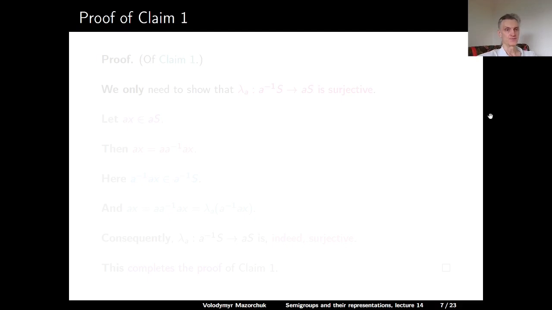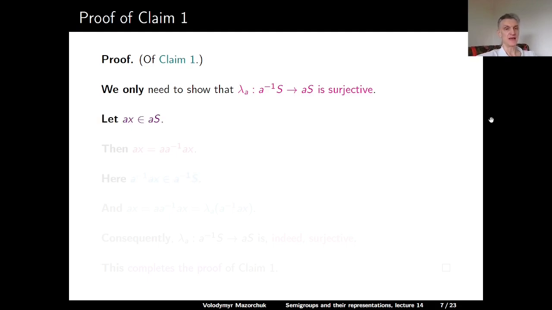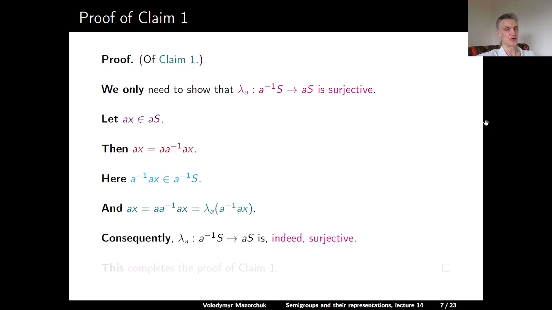So let's prove claim 1. To prove claim 1, we only need to show that lambda A from A inverse S to AS is surjective, because we already proved that it is injective. So let AX be an element in AS. Then we can write AX as A A inverse AX. And here we know that A inverse AX belongs to A inverse S, and that AX is exactly lambda A applied to A inverse AX. So this shows that lambda A is surjective and hence bijective. So this proves claim 1.